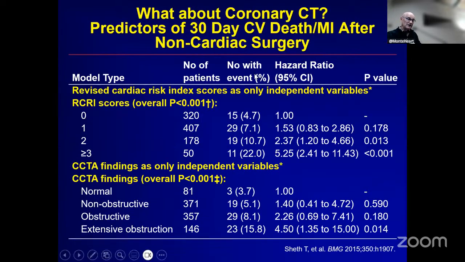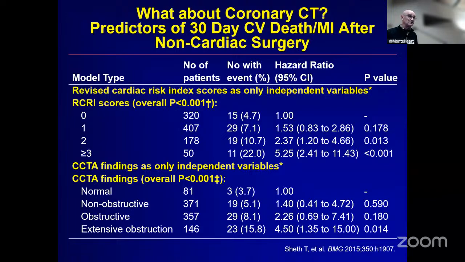What about coronary CT? Well, we know that the more obstruction you have, the higher the risk. This shows you the hazard ratio with various levels of coronary calcium. But I don't know exactly what to do with this. If I get a calcium score of 2,000, do I do a stress test? If I have a positive stress test, do I do a cath? If there's a lesion, do I fix it? What's the data for that?